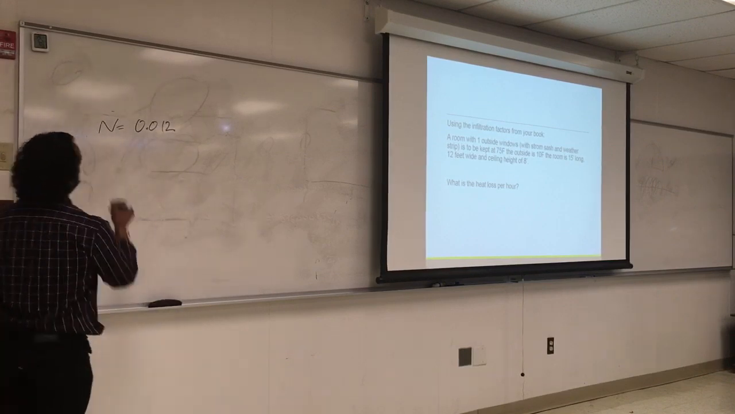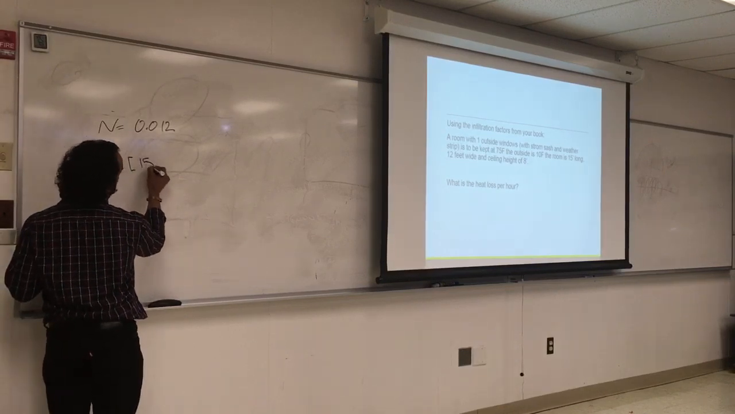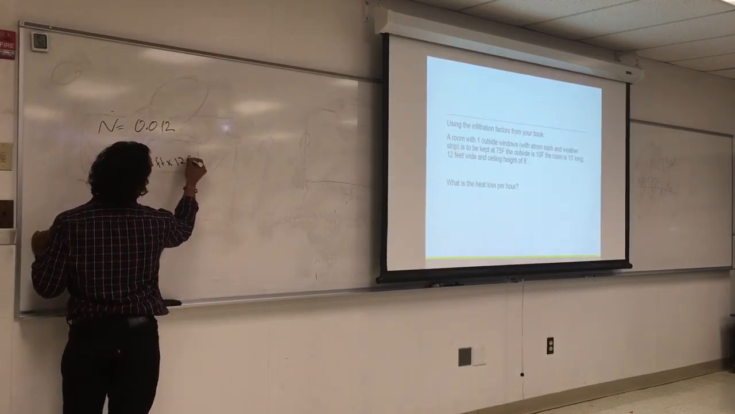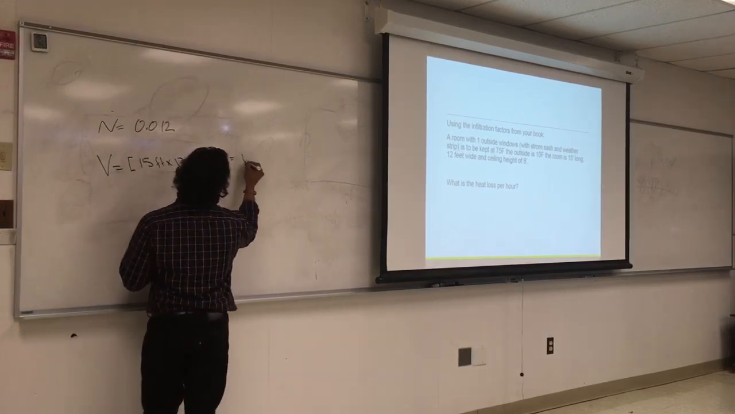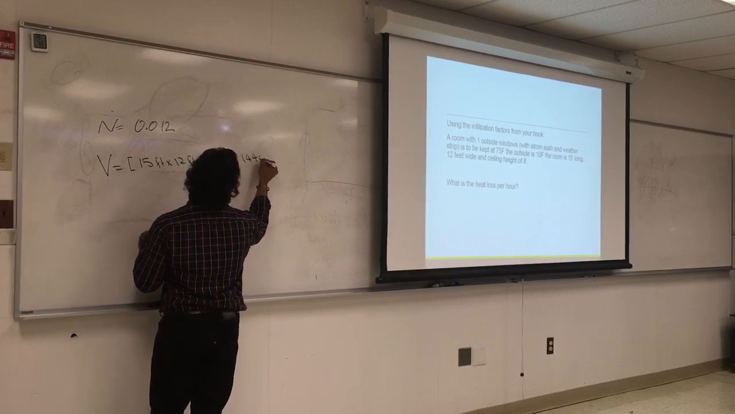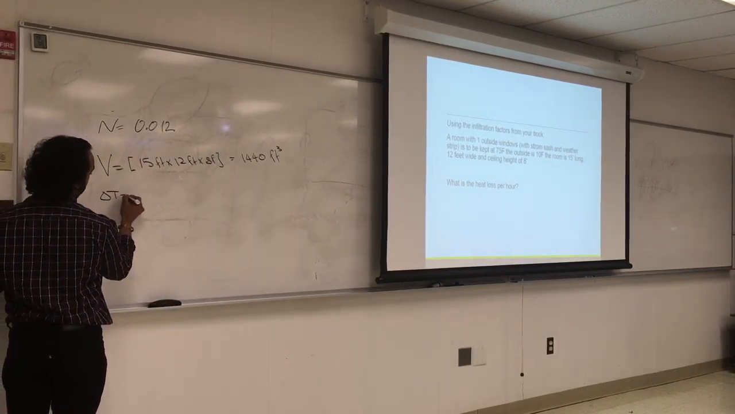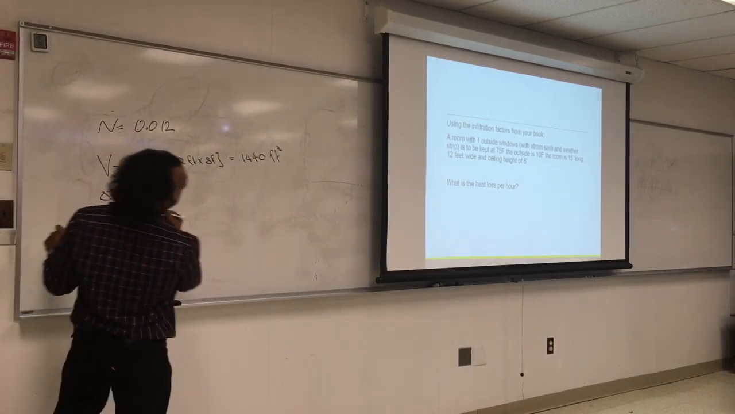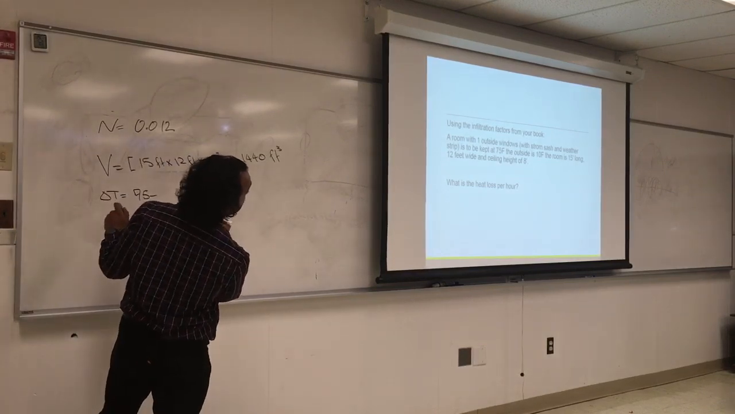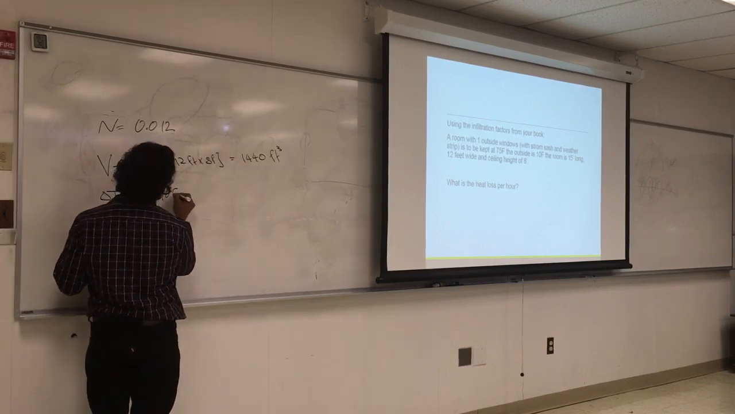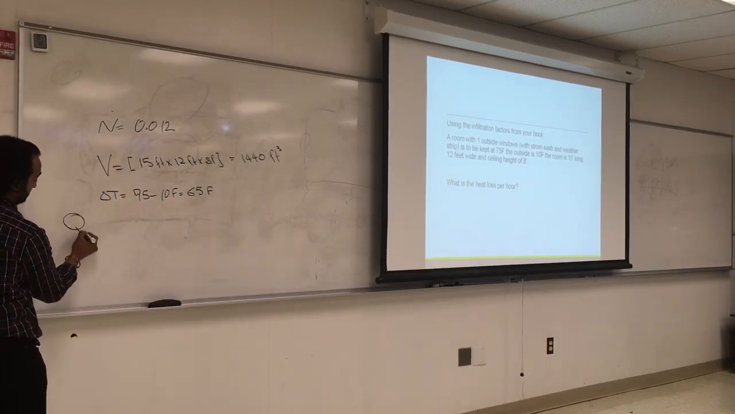What is the volume? It's 15 times 12 times 8. 1,440 foot cubed. What is delta T? 65. So 75 minus 10 is 65. Okay, now I use my equation.